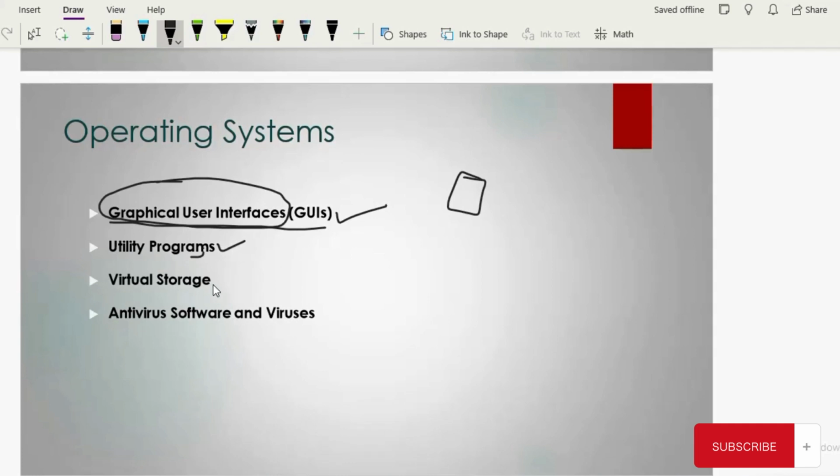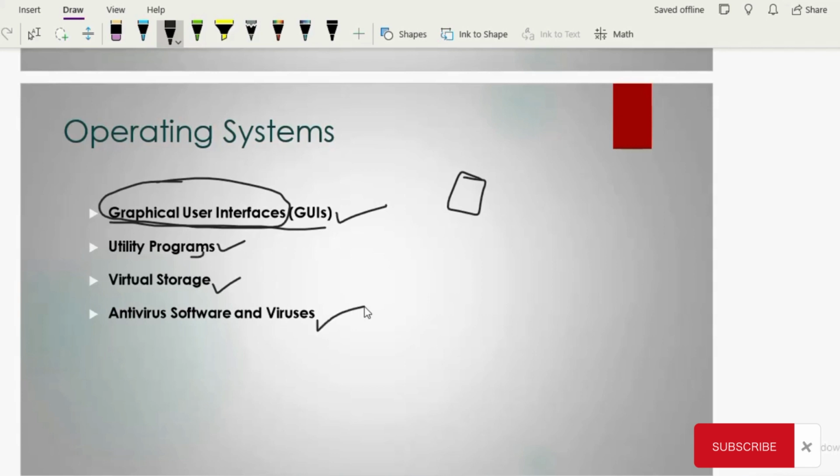We have virtual storage as well. Virtual storage is a central storage in the computer. You don't need to store files on your hard disk or USB. This is how files are stored in your iPad or your computer, because of virtual storage.